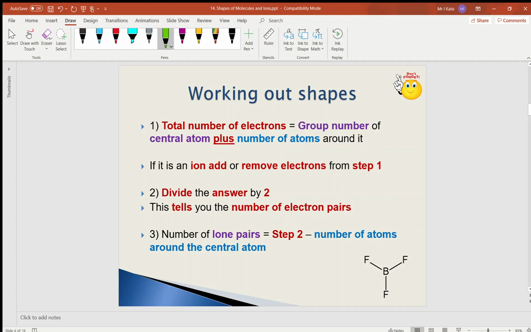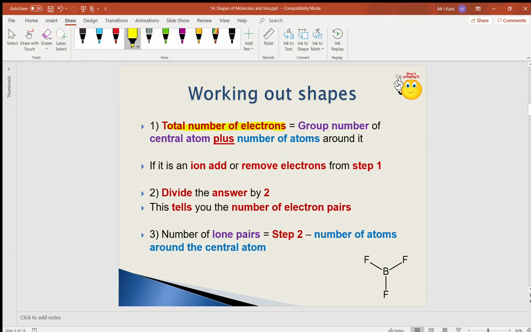So I like to use this method. This is one of my own methods of how to work out the shape of a molecule. And for me, it works well every single time, and I've seen plenty of pupils do very well with this method. The first step is to work out the total number of electrons. To work out the total number of electrons, all you do is look at the group number of the central atom. So what you have to do first is to identify what is the central atom and what group is it in the periodic table. And all you do is you add the number of atoms around it. So remember, first step is total number of electrons.